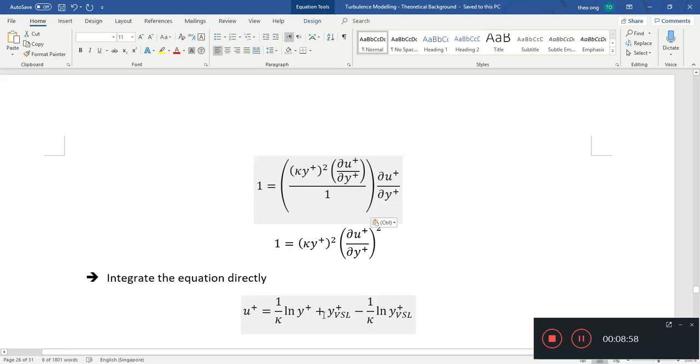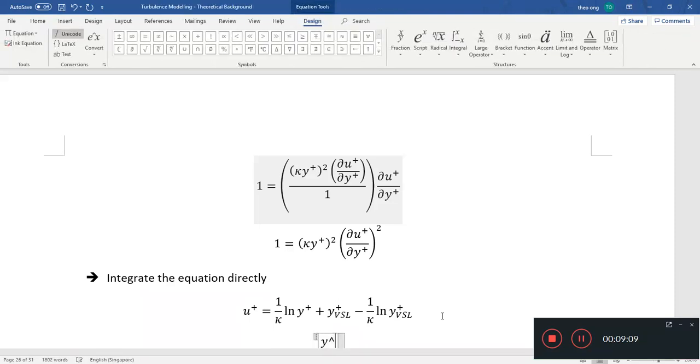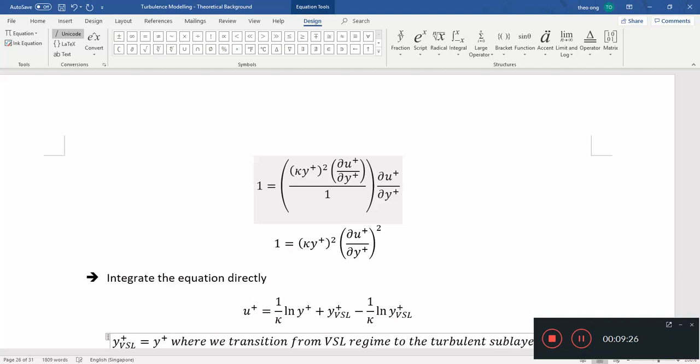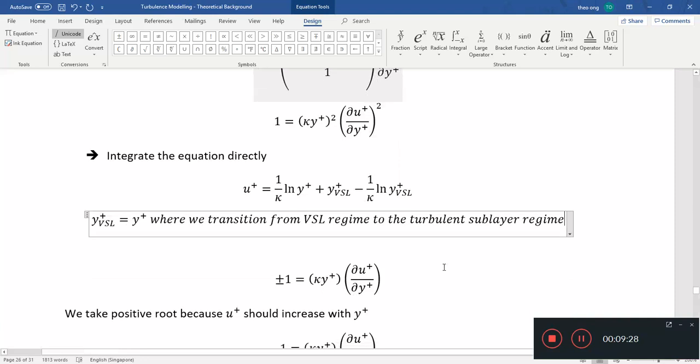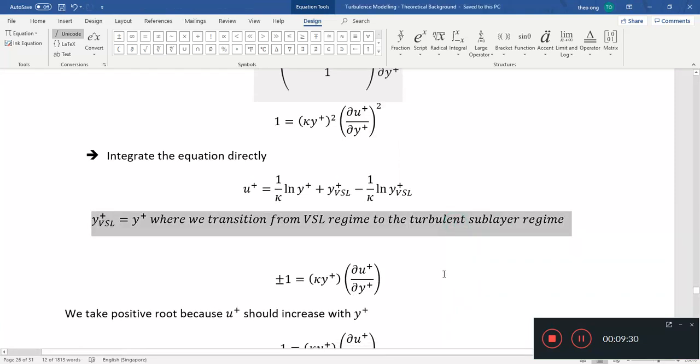So what is this characteristic y plus we are talking about? This will be the y plus of the viscous sublayer. So y plus VSL, or y plus viscous sublayer, equals the y plus where we transition from the viscous sublayer regime to the turbulent sublayer regime. Okay, let me scroll. Okay, so that's what we do.